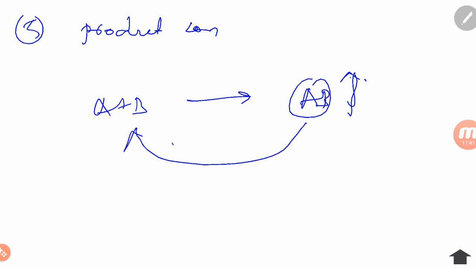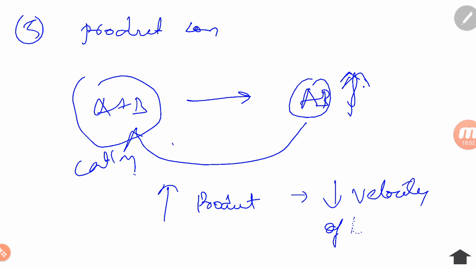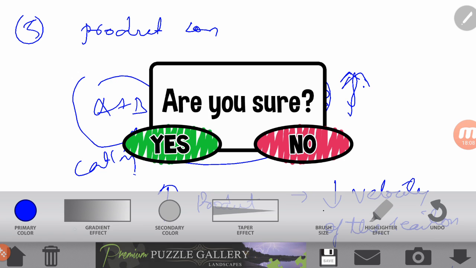When there is an increase in the product concentration, it's going to have an influence on the reaction. Whenever the product concentration increases, it's going to act on these initial ingredients or the catalyst that is helping the reaction to occur, and it's going to decrease. So whenever there is an increase in the product concentration, definitely there will be a decrease in the velocity of the reaction. I hope you are very clear with this. Okay, so this is the fifth factor we are done, and now we are moving towards the sixth factor.